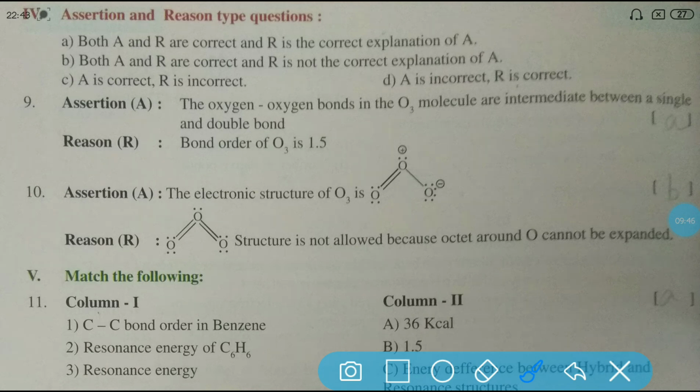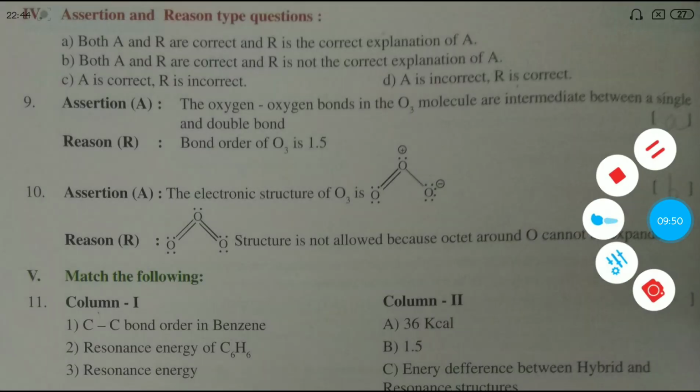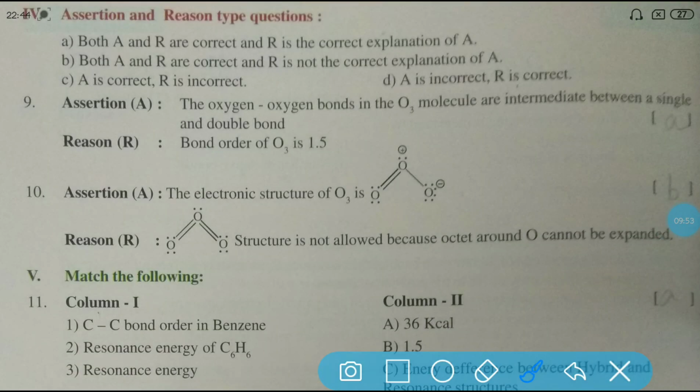Assertion and reason type of questions are here in front of us, so let us solve them now. First, I'll clarify the options for assertion and reason type of questions.